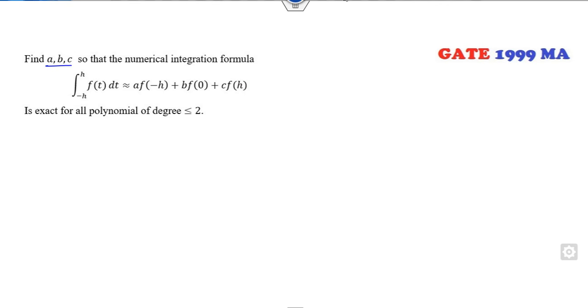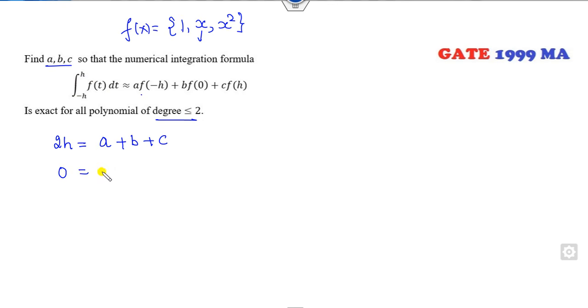Find the values of A, B and C so that this has degree less than or equal to 2. Fine. So firstly we can take the function as 1. The left hand side will be 2h. This will be A plus B plus C. If I take x, integration will be 0. This will be minus A h, this is 0, plus C h. So from here you can see A is equal to C.